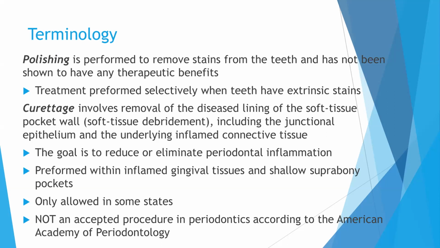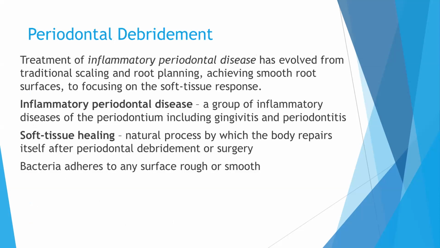We used to do this, and that is where you would take your curette, and instead of it being closed towards the tooth surface, we were using the opposite end where the blade was against the soft tissue, and then we take our thumb and place lateral pressure and literally scrape off that necrotic or fibrotic gingiva or granular tissue. So the treatment of the inflammatory periodontal disease has really evolved from traditional scaling and root planing to achieving that smooth root surface to focusing on the soft tissue response.